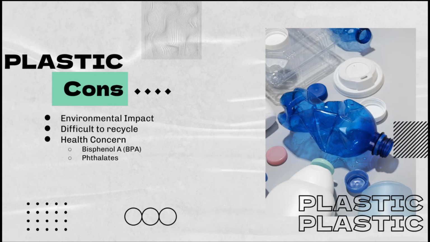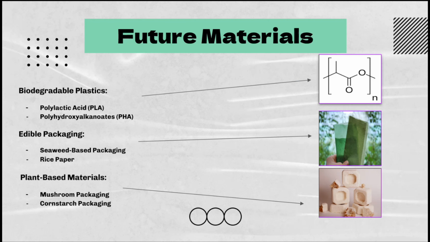Okay, thank you. So now I'll be talking about the future material. In terms of future material, we have biodegradable plastic, which is PLA, polylactic acid, and PHA, polyhydroxyalkanoates. Polylactic acid is made from fermented plant sugar. PLA is compostable and used in a variety of applications, including food containers and cutlery. PHA is produced by bacteria. PHA can be decomposed in marine and soil environments, making it a strong candidate for reducing plastic pollution.